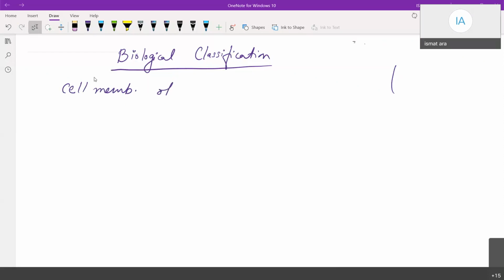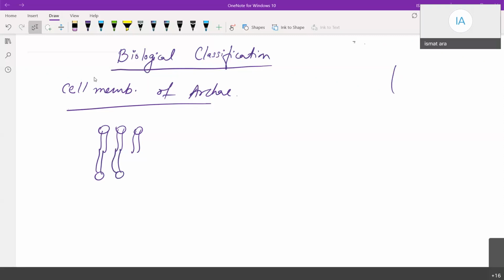Cell membrane of Archaebacteria. This is a fatty acid, fatty acid, fatty acid. Now these fatty acids are actually branched. You can see the structure. They consist of branched fatty acids. Now what about Eubacteria?